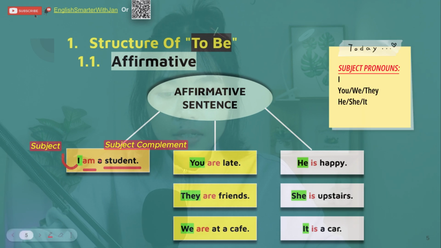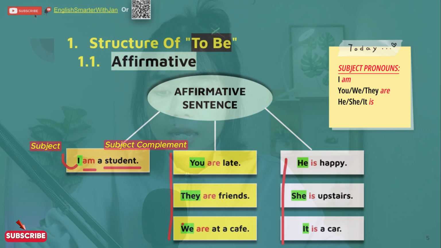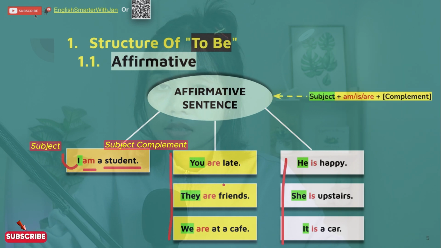The words I, you, we, they, he, she, it are subjects, and they are also known as the subject pronouns. So with the subject I, we use am. With the subject you, we, they, we use are. And with the subject he, she, and it, we use is. Okay, so here's the structure for the positive form. Subject plus am, is, are, and subject complement.